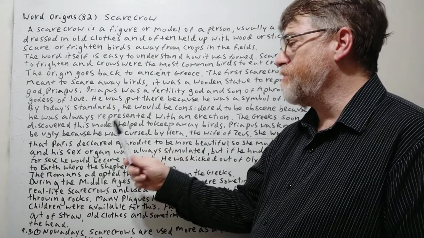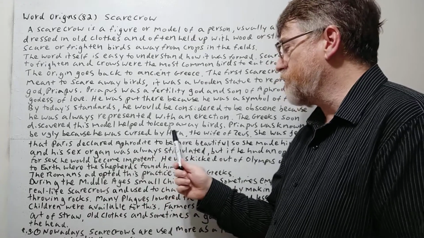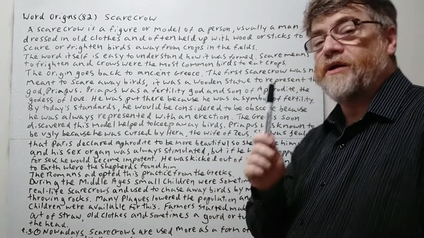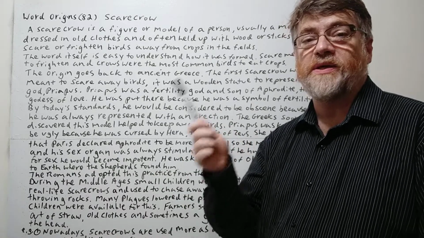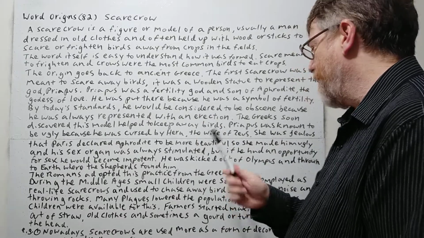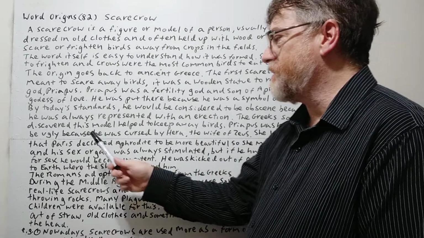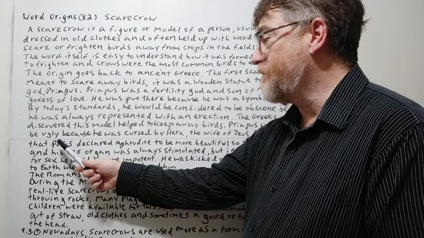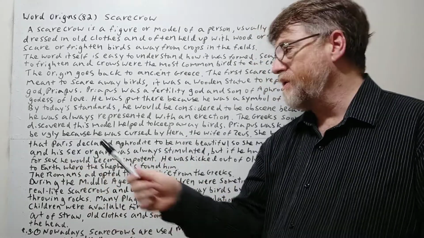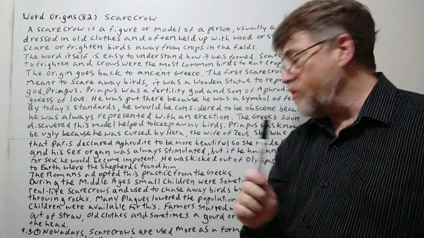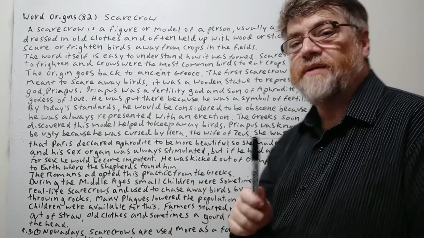Priapus was known to be ugly because he was cursed by Hera, the wife of Zeus. Remember now, Zeus was the god of the gods and Hera was his wife, and she was also a goddess too. She was jealous that Paris declared Aphrodite to be more beautiful, so she made him ugly.